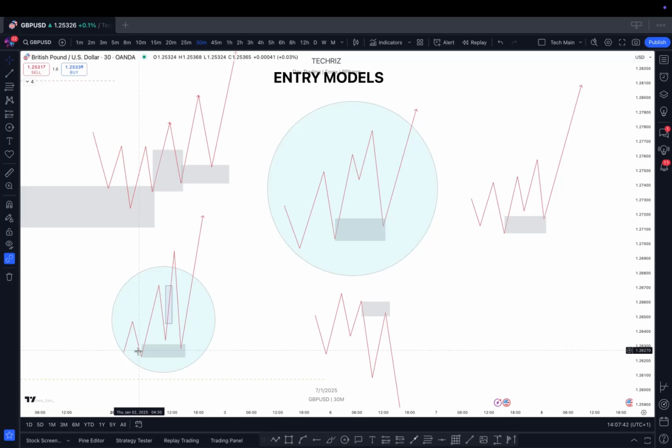Yeah, so that's a wrap for entry models. Go on your chart and find them, practice as many as possible, and that's it. The thing about them is they're always very clear. When you see it, you see it. When you see it, you recognize it, right?